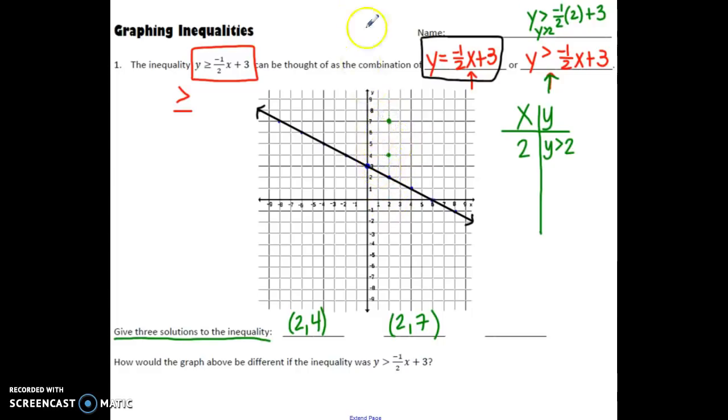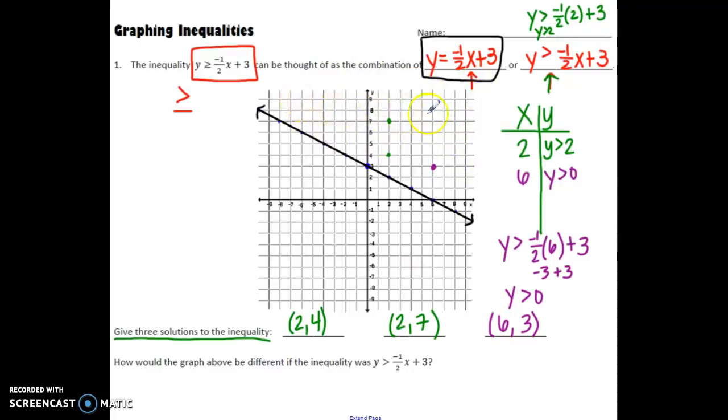Let's find more. What if my x value was 6? Well, if I plug that in, we'd have y is greater than negative 1/2 times 6 plus 3. Well, negative 1/2 times 6 is negative 3, and negative 3 plus 3 is 0. So y is greater than 0. So any y greater than 0 creates a point that's a solution to this inequality. So for example, if I had the point (6, 3), because 3 is greater than 0, well, that point is up here. So all of these points are points that are above the line.